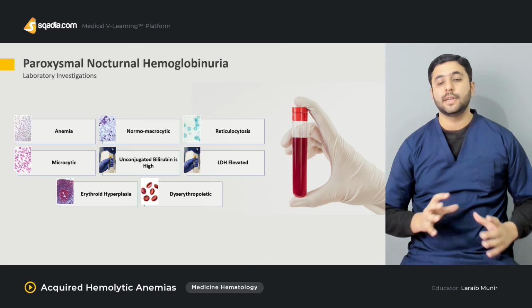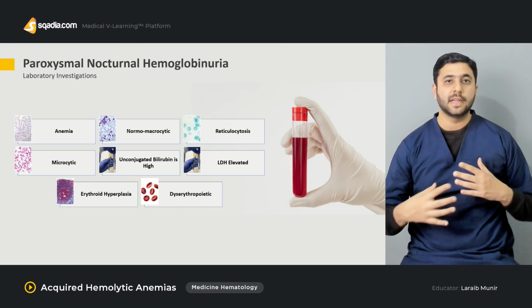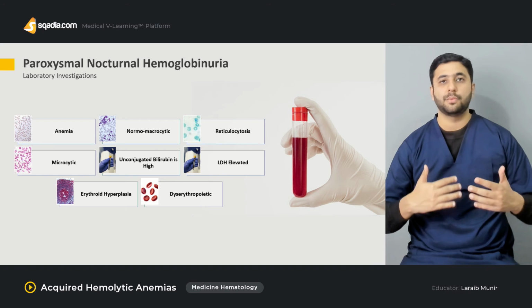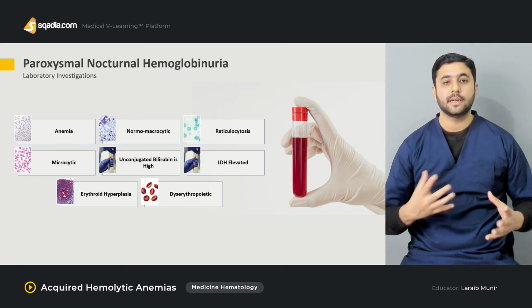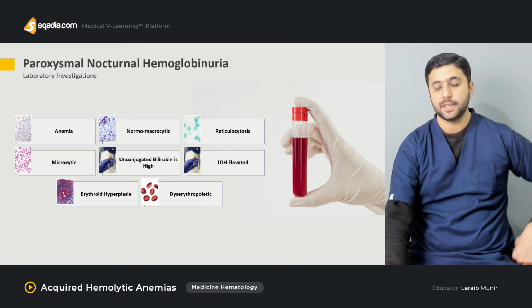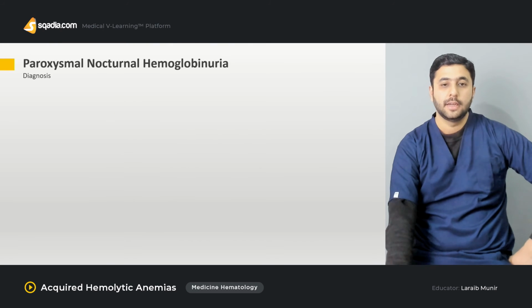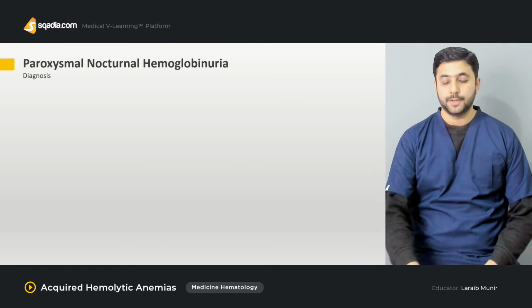And there is dyserythropoietic hyperplasia, because the proportion of the different cells is not uniform. There can be a large number of WBCs and a smaller number of thrombocytes. So this is basically termed the dyserythropoietic bone marrow picture. These are the major labs or the findings on the peripheral film which we are going to find in these patients. Now let's talk about how we diagnose paroxysmal nocturnal hemoglobinuria.